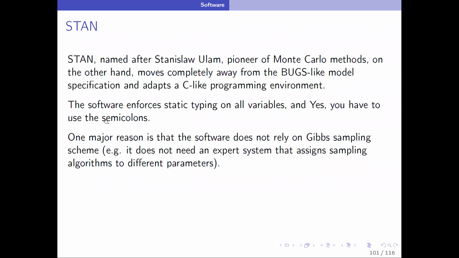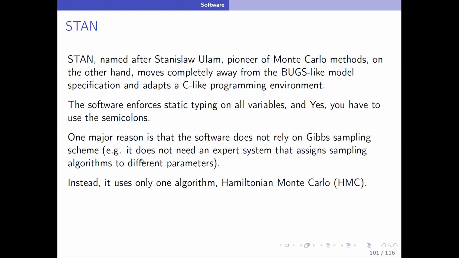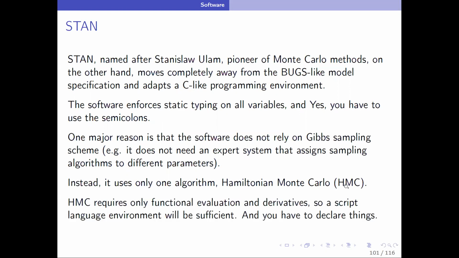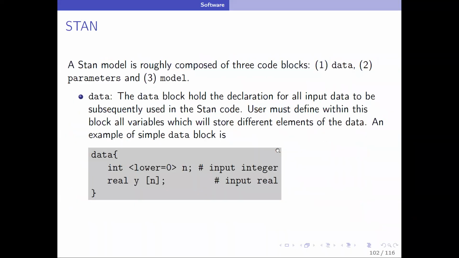Yes, you have to use the semicolon, just so that people who are used to using R are comfortable. Okay, so it doesn't assign any sampling scheme. It does only one thing: it does Hamiltonian Monte Carlo. It does the no-U-turn sampling algorithm, and it requires functional evaluation of derivatives. So a script language environment is sufficient. That's why it's C-like.